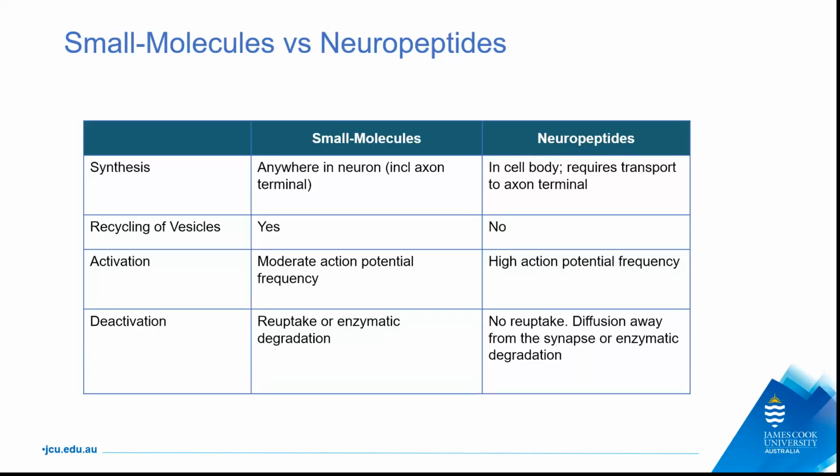Synthesis: small molecules can be synthesized anywhere in a neuron, and neuropeptides are synthesized in the cell body and need transport to the axon terminal. Recycling of vesicles: small molecules, yes; neuropeptides, no. Activation is very crucial. Small molecules generate moderate action potential, and neuropeptides surprisingly can generate a much higher action potential. What we learned in week 2 is that moderate action potential. Remember that.